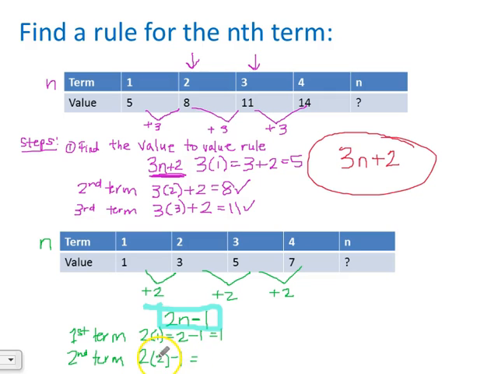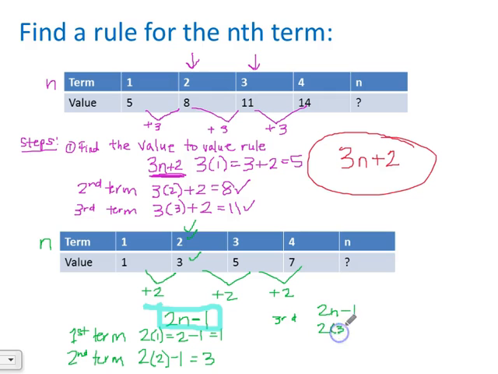2 times 2 is 4. 4 minus 1 is 3. Oh, that works, because for the second term, the corresponding number needs to be 3. Let's check it for a third term and see if it works. Our rule so far is 2n minus 1.